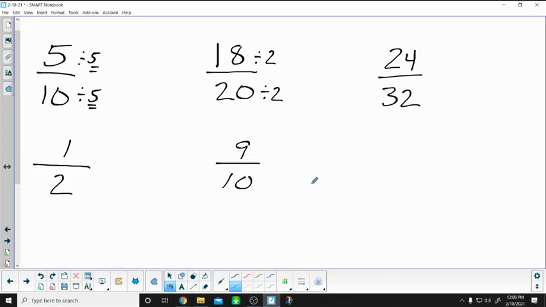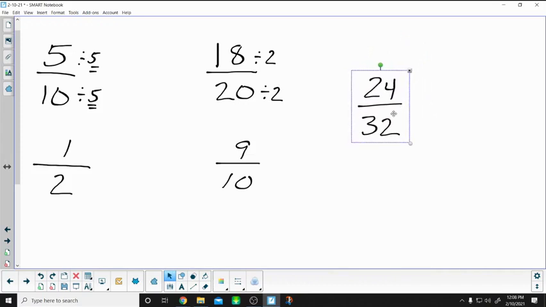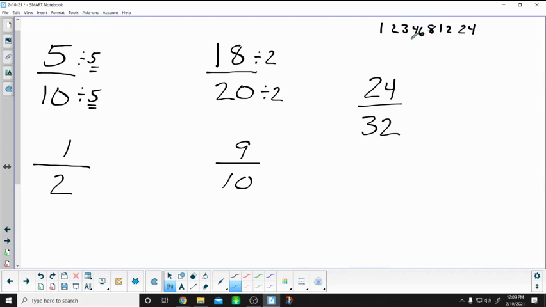Now with 24 and 32, I am going to just scoot this down here a little bit, and I'm actually going to make a list of all the numbers that go into 24 and all the numbers that go into 32. And so if I were to make a list of all the numbers that go into 24, 1 times 24 works. 2 times 12 works, 3 times 8 works, and 4 times 6 works. And I had to crunch them in there. So I'm going to put commas in between all those. All right, so those are all my numbers that go into 24.